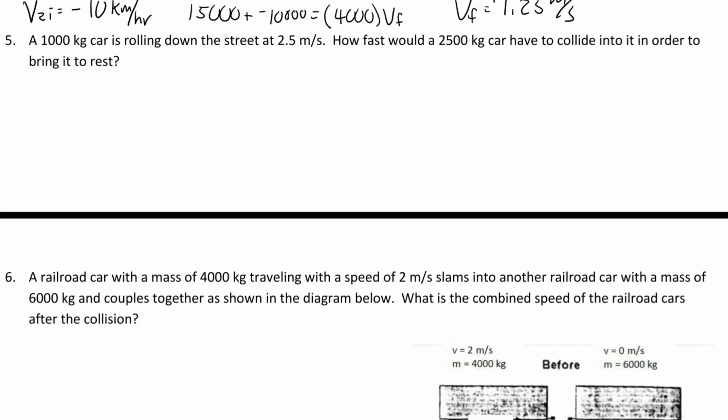Number 5 says a 1,000 kilogram car. So M1 is 1,000 kilograms. So it's a 1,000 kilogram car. It's rolling down the street at 2.5 meters per second. Maybe somebody forgot to put their parking brake on, or maybe somebody's ghost riding it. How fast would a 2,500 kilogram car have to collide into it in order to bring it to rest?